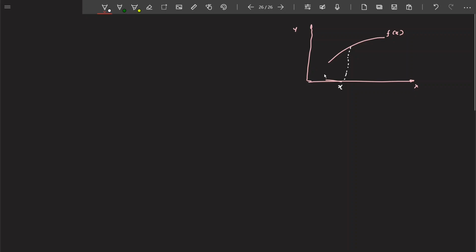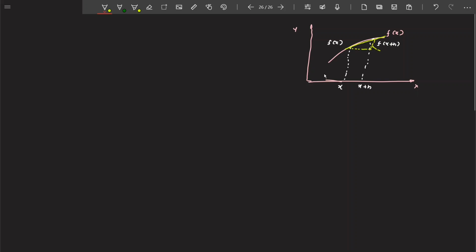Okay, now to find out the slope at a point, what we are going to do is take another point, and the distance between this point and this point is going to be h, so this point is going to be x plus h. So the value of the function at this point is going to be f(x plus h), and at this point it's going to be f(x). And if you want to find out the slope of the line that is passing between these 2 points, this is going to be rise over run.